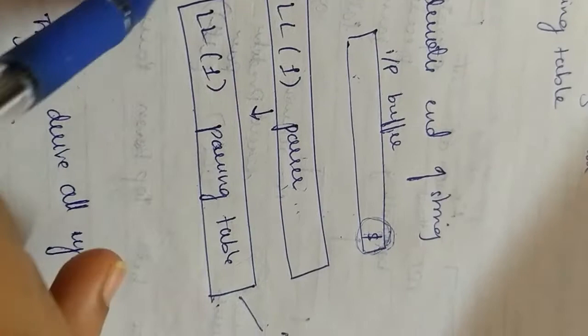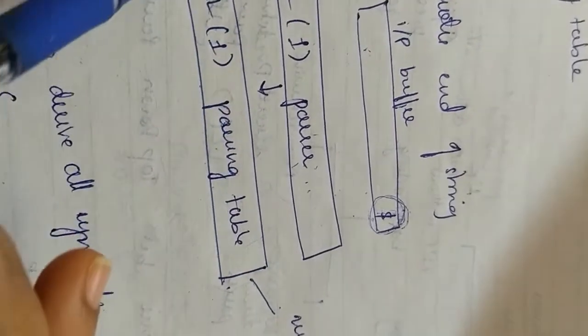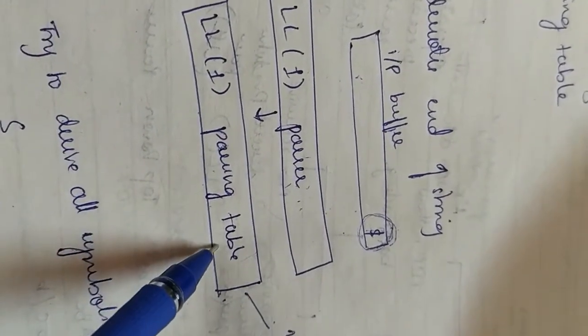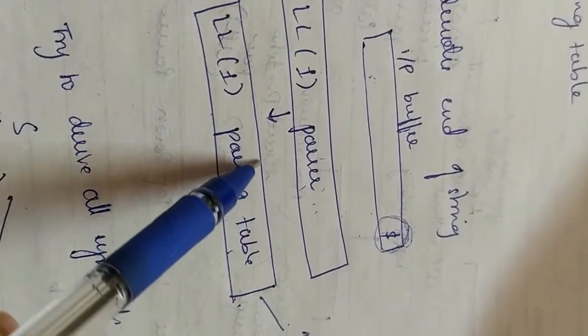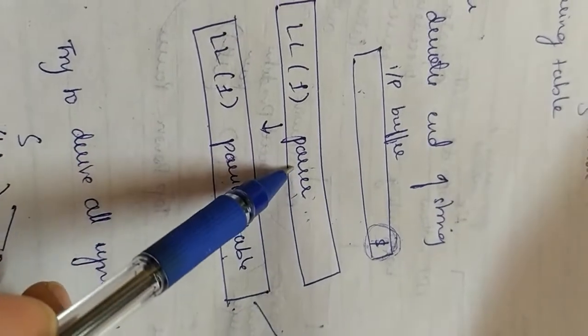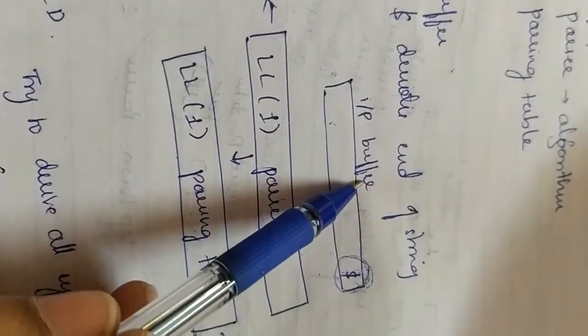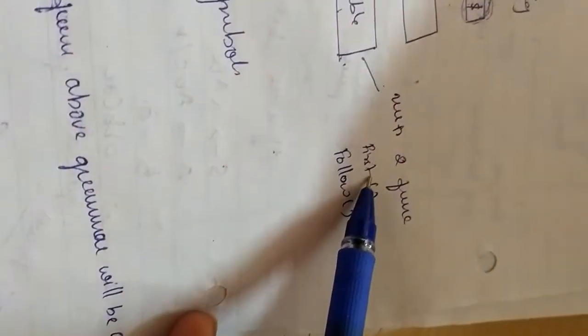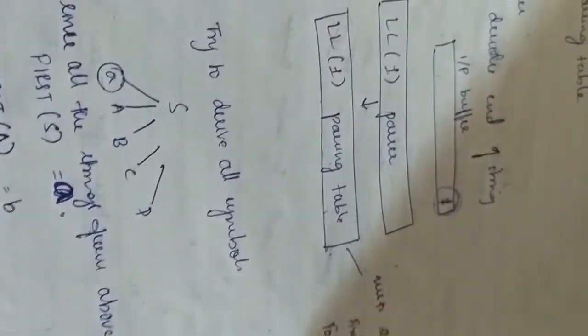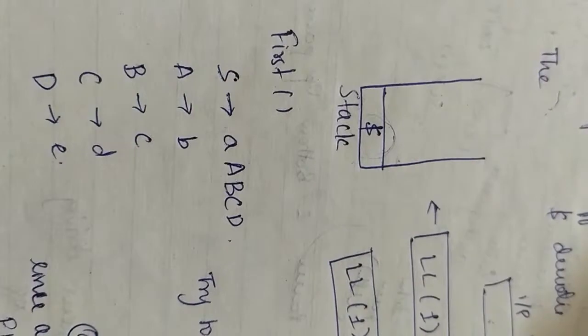So the parsing table is basically the data structure that we use to store some important things that are necessary to do the parsing. And we have the input buffer and the stack, which end with the dollar symbol to indicate that we stop the parsing process. Okay, then let's see how we find the first and follow. First we will see how we find the first of the productions.